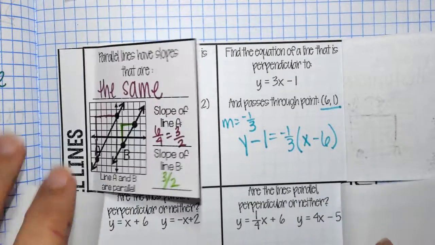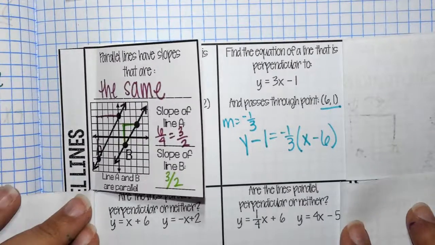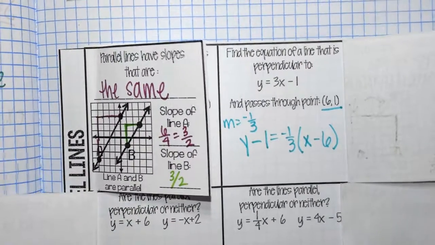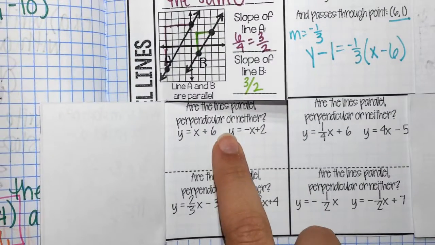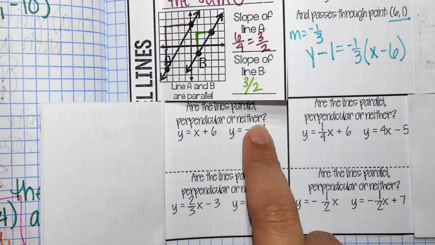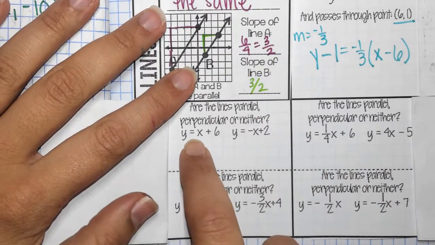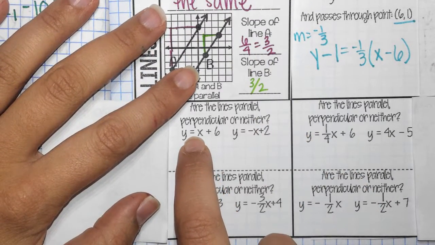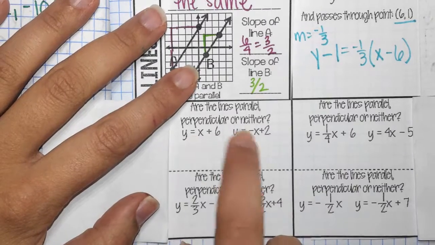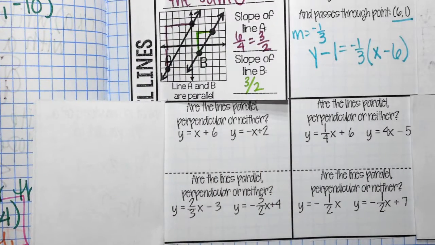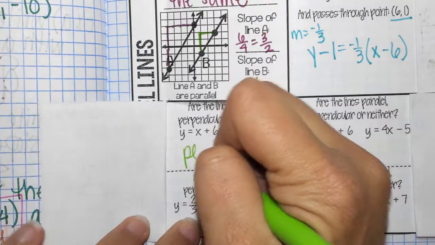Alright, let's look at the bottom. We're going to do 1, and then the rest is your homework. Are the lines parallel, perpendicular, or neither? So let's look at the slope. What is the slope of our first line? The slope is the number in front of x. And what would this one be? So are they parallel, perpendicular, or neither? Perpendicular. Do the other 3 for homework.